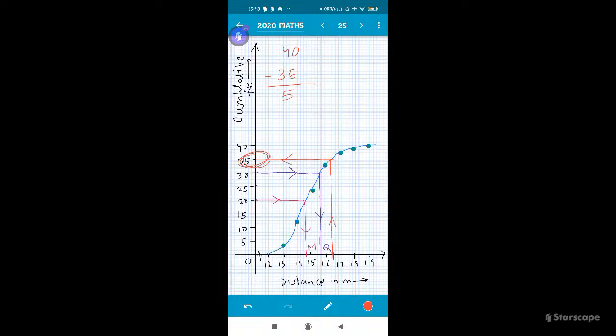So I hope this question is also clear to you. This question alone can fetch you 6 marks. 2 marks for the ogive and 3 marks for answering the questions. So let's take a break of 2 minutes, drink some water, get refreshed, and then let's begin with the other questions.